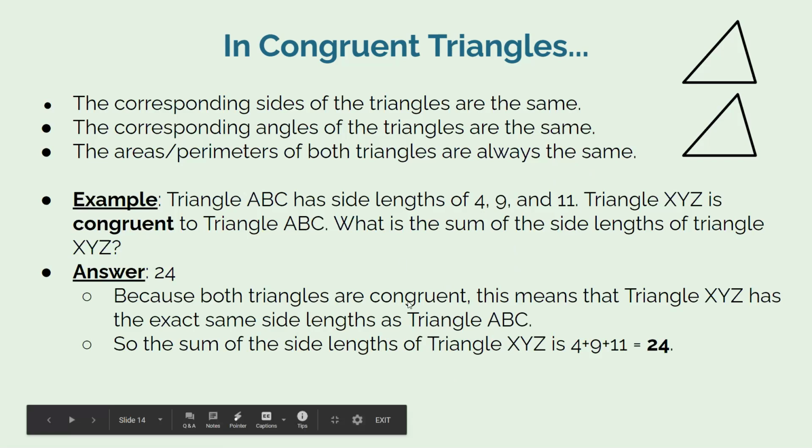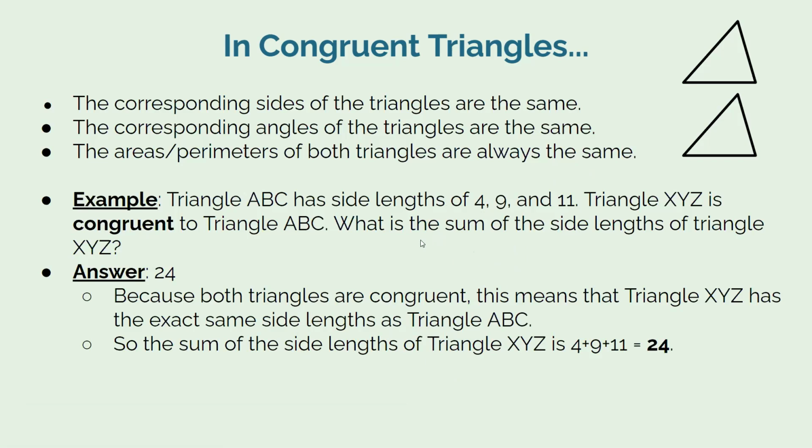Also, I noticed that only 2 people put the right answer in chat, and this was a relatively easy question, so I would encourage more active participation. And yeah, if you'd like to write this first part down, the sides, angles, areas, and perimeters of two congruent triangles are always the same. We can pause for a second to let you do that.